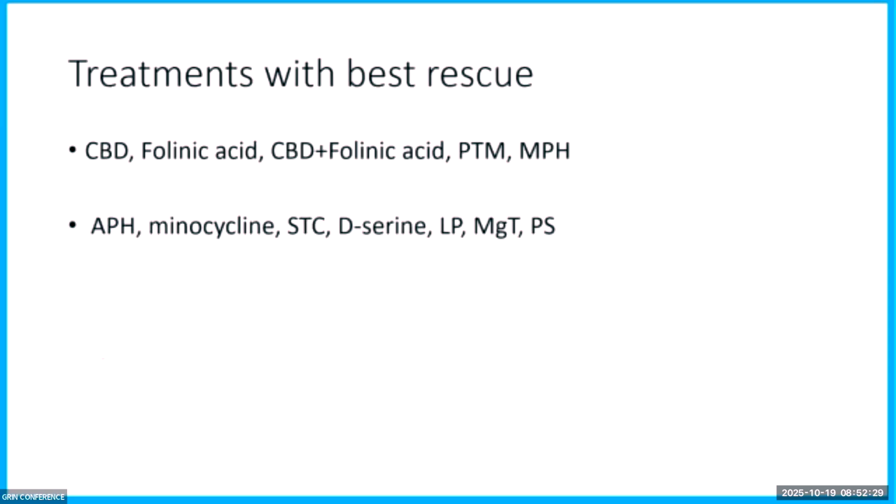But we can say that for this patient, with the inversion mutation, CBD, folinic acid, the combination of CBD plus folinic acid, methylphenidate, and PTM all have a very good rescue. And then secondarily, we can see amphetamines, minocycline, soticlestat, glycine, losartan, potassium magnesium threonate, and pregnenolone sulfate.